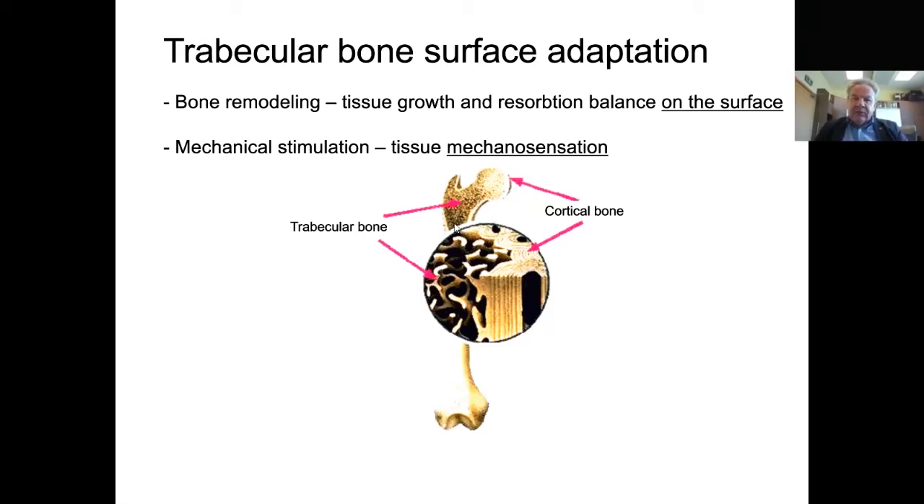But what is important from the mechanical point of view? So this bone is built in reaction to some mechanical stimulation. So the tissue mechanosensation, we can say, is important. And what is also important, everything is on the surface. So why is this on the surface? Because you need some blood to make this process possible. So you have to put the cells, and the only way is to do it by blood.